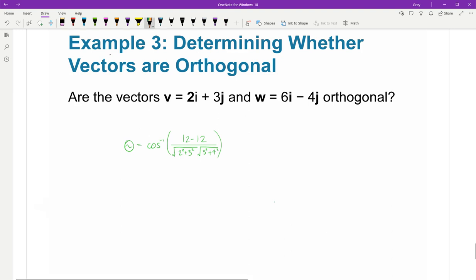I did not write that. Look at that, y'all. That should be not a 3, but a 6. Thank you for paying attention. I didn't get that correctly. Anyway, when you put that in your calculator and you do your inverse cosine, you will find out that theta is 90 degrees, and therefore these two vectors are orthogonal.